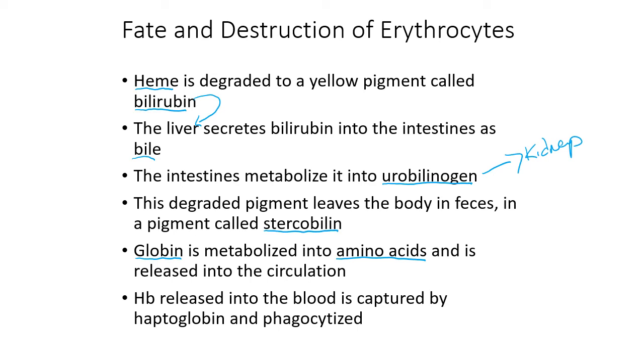As that cell is being destroyed, some of the hemoglobin is released into the blood itself and is going to get phagocytized as well. And so it's going to be bound up to another protein called haptoglobin, and then the phagocytes are going to then destroy it from there.